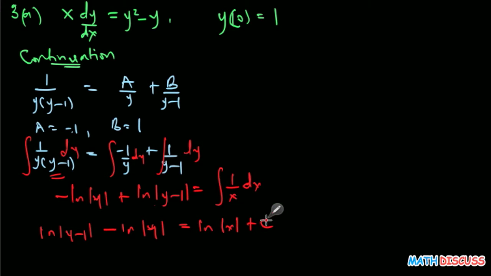plus c. Now when you do this using the laws of logarithm, this is the same thing as ln of y minus 1 all over y equals, now since this is an arbitrary constant, it is simpler when you rewrite it in terms of logarithm, probably as ln of b. Ln of b is also as good as an arbitrary constant, so it could represent the arbitrary constant here. The reason why I rewrote the arbitrary constant in terms of logarithm is to make an easy simplification.